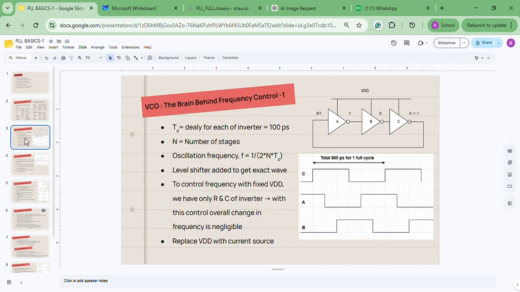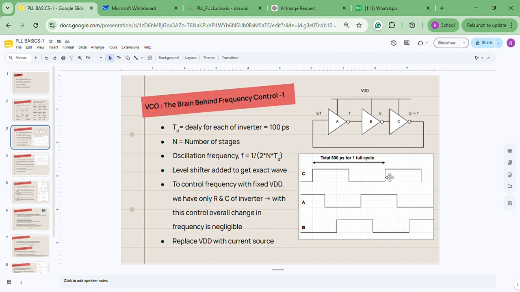So the next slide is what is a VCO. VCO is one of the most important parts of a PLL, and you can say it is the brain of the PLL, just like our body has a brain. Sorry, what a PLL is, I explained.